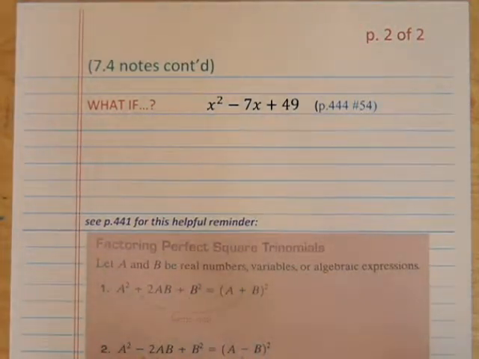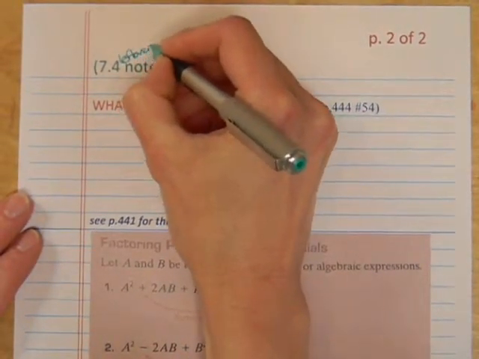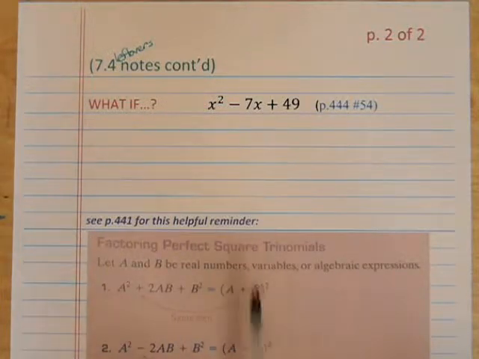Moving on now to page 2 of the 7.4 leftover notes. I apologize for getting the labeling wrong there, but these are the leftovers from 7.4. We covered the 2 term special formulas earlier in the lessons, and we're coming back to this now that we know how to factor 3 terms.